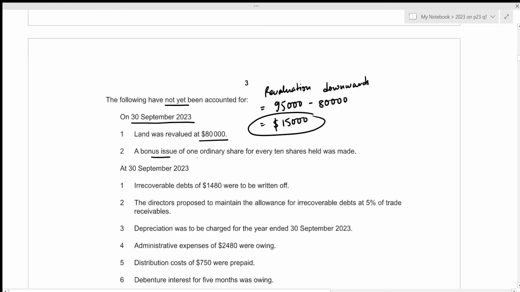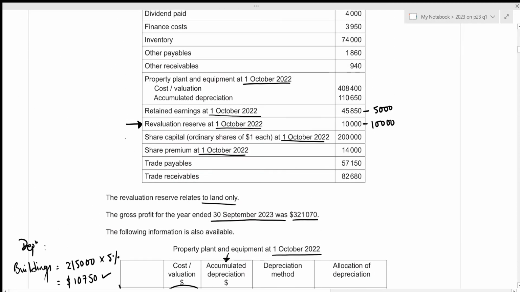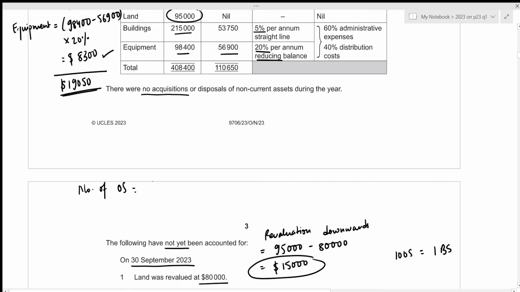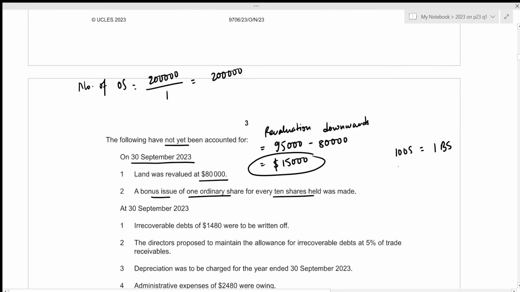Now we have a bonus issue of 1 ordinary share for every 10 shares held was made. Okay, so for 10 ordinary shares, we are providing 1 new bonus share. For this, we first need to figure out the number of ordinary shares that we have. Okay, we have share capital right here. That's 200,000, and our nominal rate is also given to be 1. In order to calculate the number of ordinary shares, we just divide our value of ordinary shares by the nominal rate, which in this case gives 200,000. So we need to calculate the corresponding bonus shares for 200,000 ordinary shares. We will be applying the unitary method.